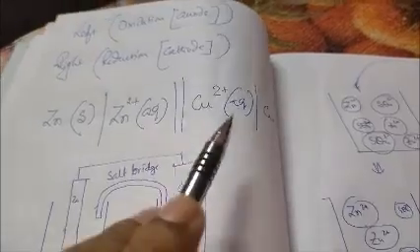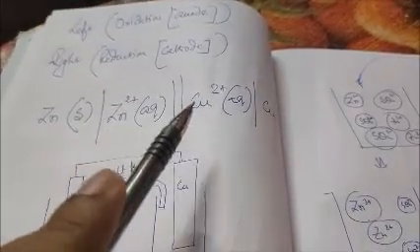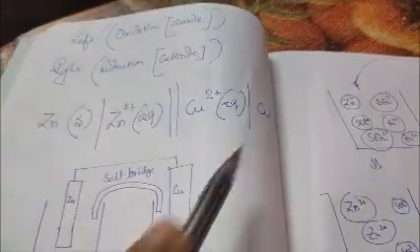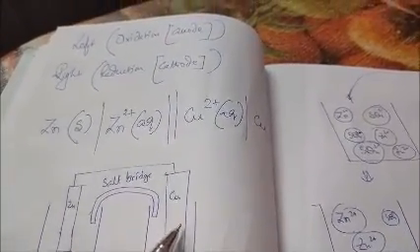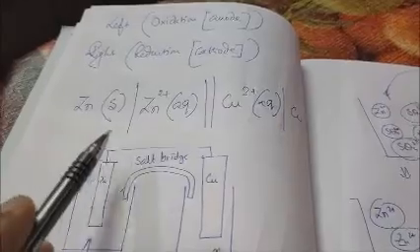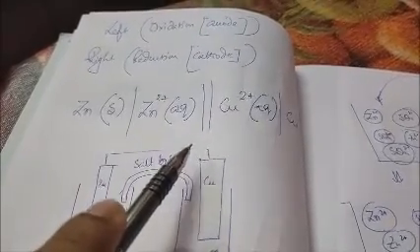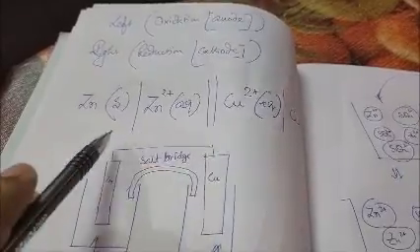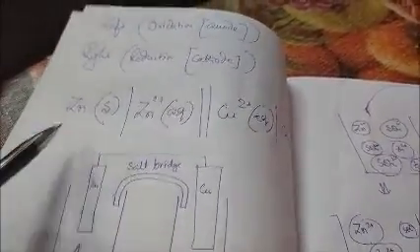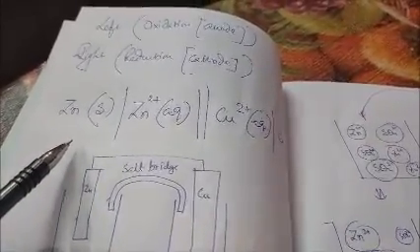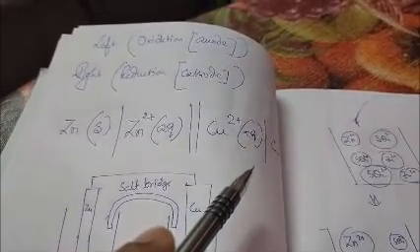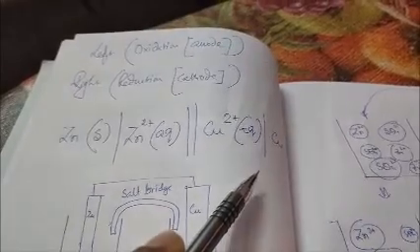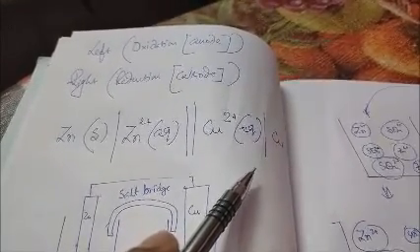Then copper 2 plus takes up the electrons which have been given up by the zinc, and it makes the copper which is deposited over this electrode. So this is the way we write the electrochemical reaction, the full cell notation. The left hand side should be the oxidation or anode portion, and the right hand side should be the reduction or cathode portion. Hope you have understood this much.